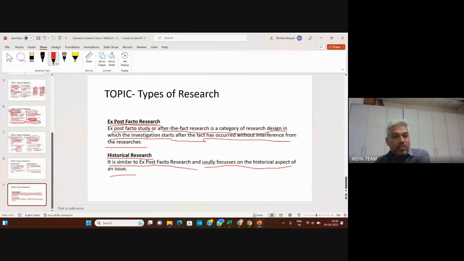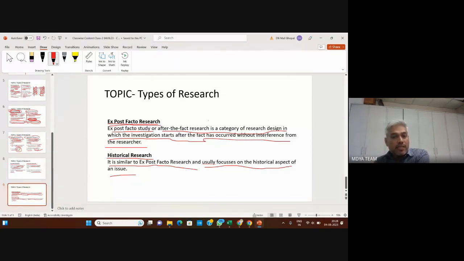Ex post facto research is after-the-fact research. We can understand it through after the fact. It is a category of research design in which the investigation starts after the fact has occurred. Means ex post facto research, by its name we can understand that the fact is already done, and after that the investigation is started.